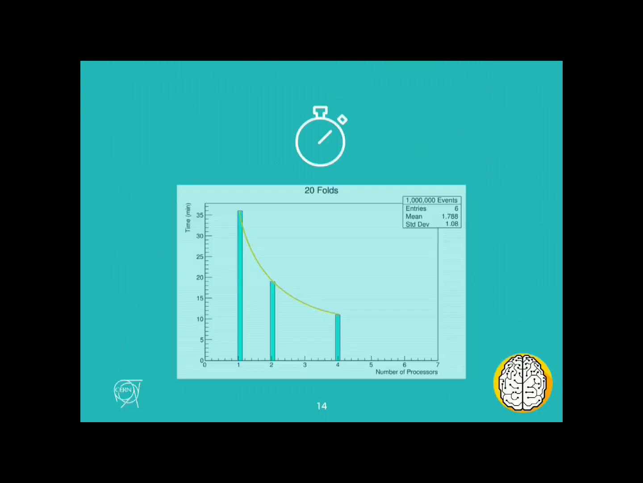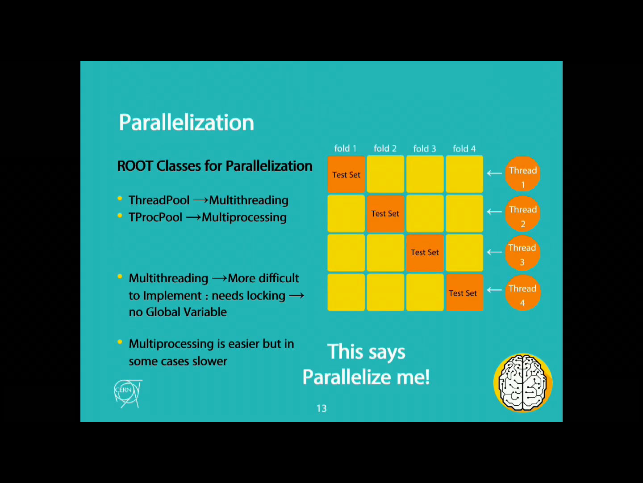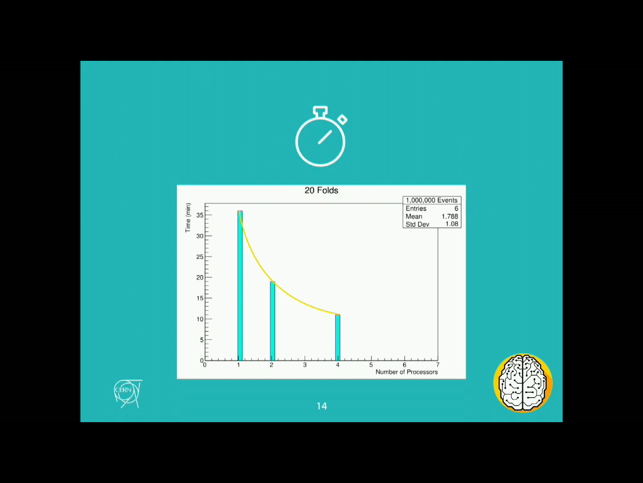And I was trying to parallelize, in this picture, the cross-validation. I just tried to parallelize it, but with the number of folds of 20. Actually 20 folds. The data set had 1 million events. I think it was the Higgs data set. And the time for one processor was 36 minutes.